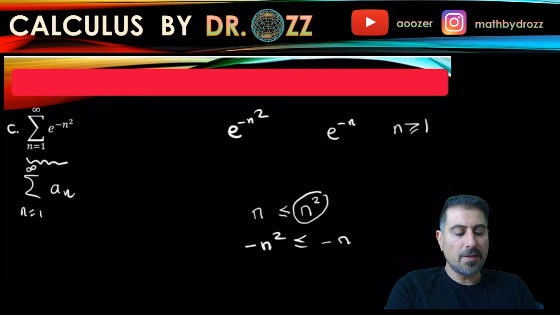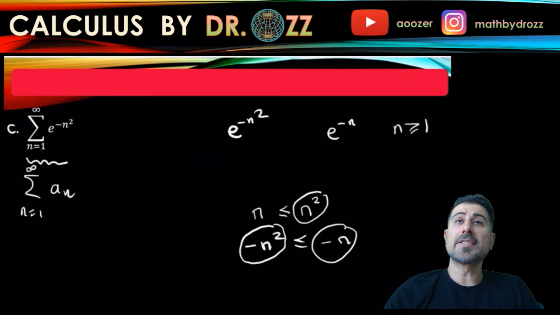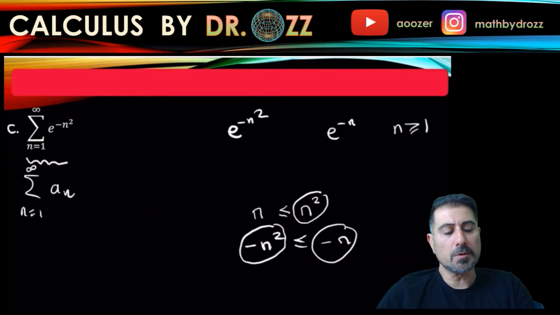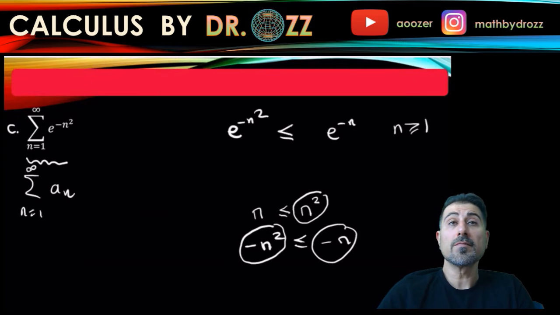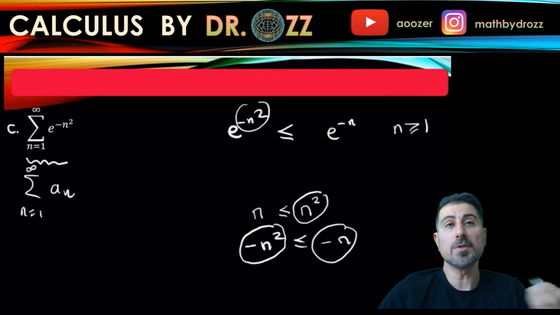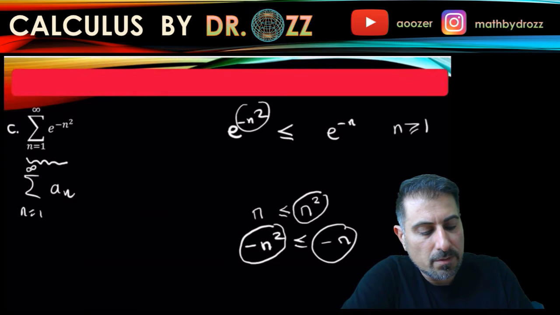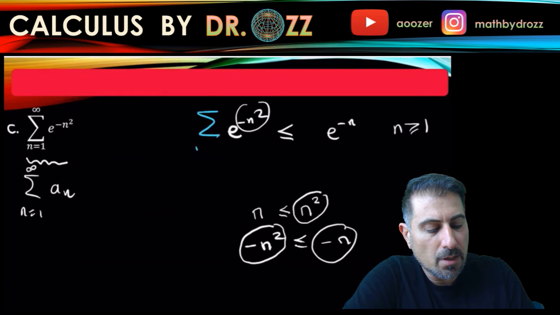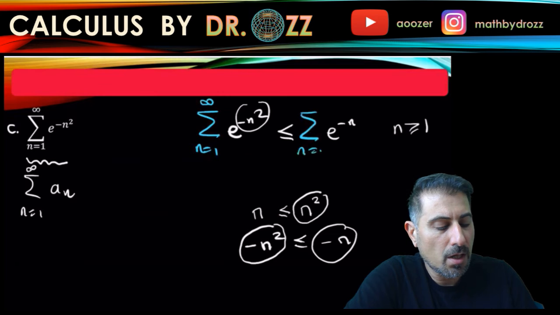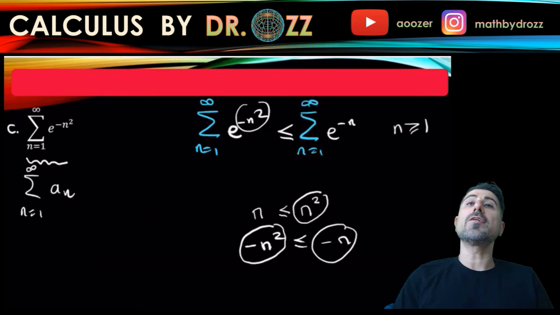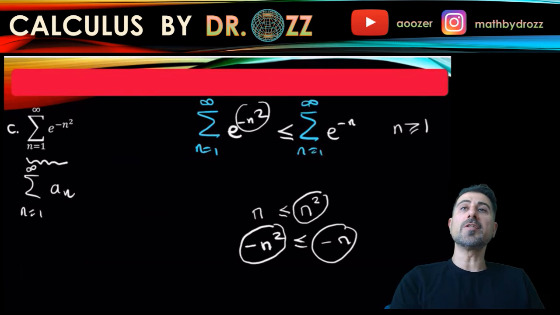So if this is a number less than this one, then in terms of the exponents, e to the negative n squared is going to be less than or equal to e to the negative n, right? Because this is going to be a smaller number, so a smaller exponent. So then I can put the summation back here. I just showed that there is a relationship between the series e to the minus n squared and e to the minus n.